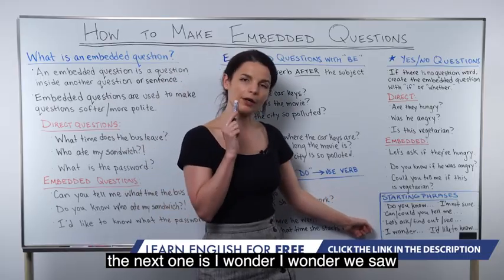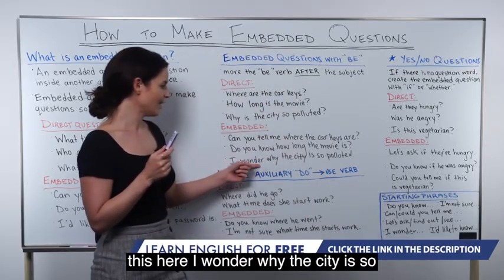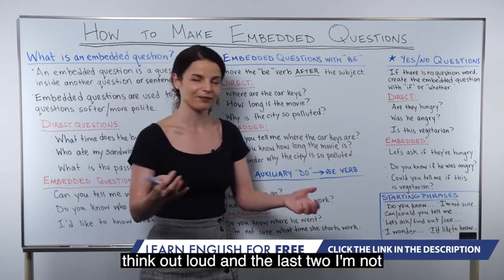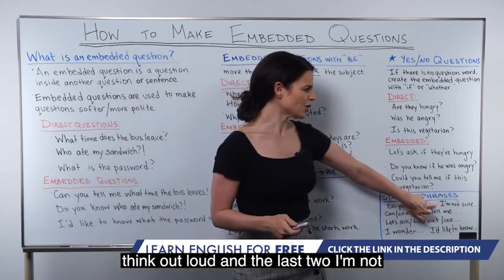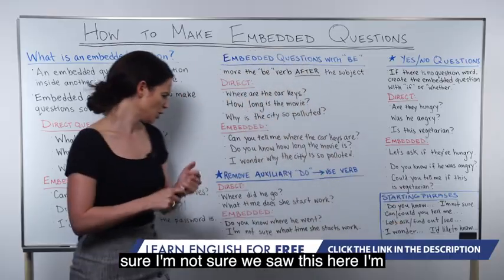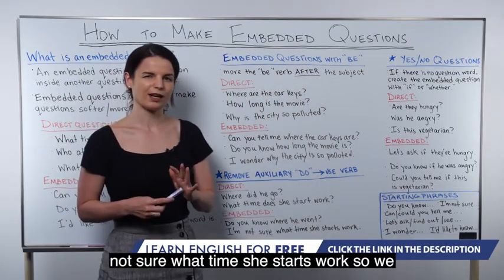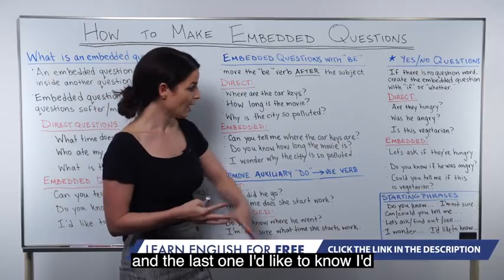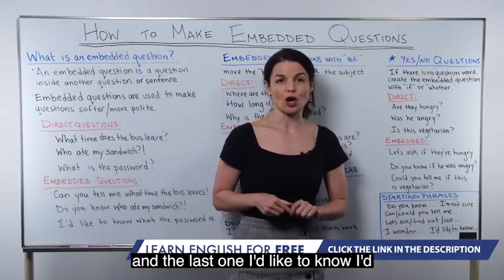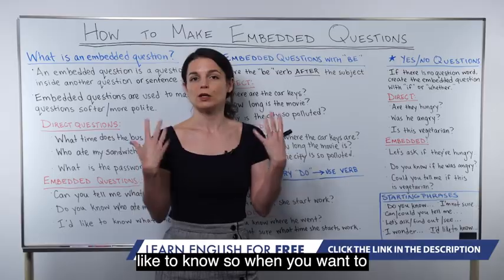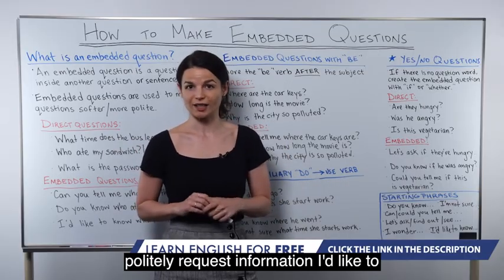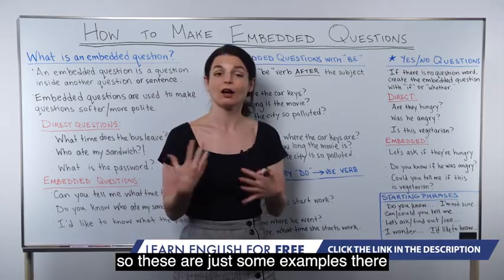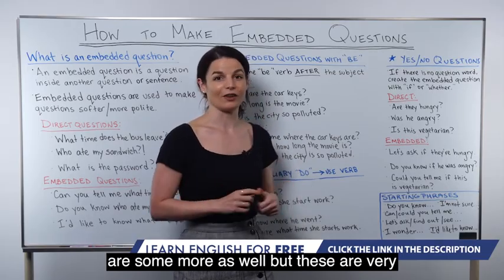The next one is, I wonder. We saw this here. I wonder why the city is so polluted. So we can use this to kind of think out loud. And the last two, I'm not sure. We saw this here. I'm not sure what time she starts work. So we can use this to express some uncertainty. And the last one, I'd like to know. So when you want to politely request information, I'd like to know what time the bus leaves, and so on. So these are just some examples. There are some more as well, but these are very, very common.